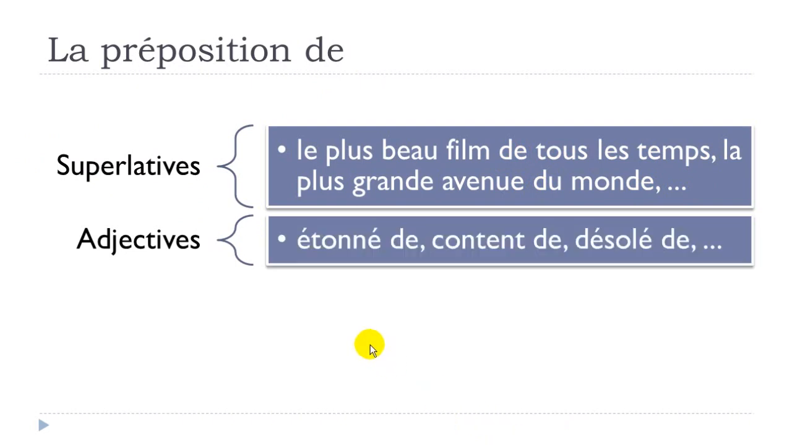Keep in mind that some adjectives will require this preposition de, as we had previously with some adjectives requiring the preposition à. It will be exactly the same with de. For instance, étonné, astonished, then we put de. Content, happy, de. Désolé, sorry, de. As I said, try to remember them when you encounter them or when you read them. That's the only way to really remember them.